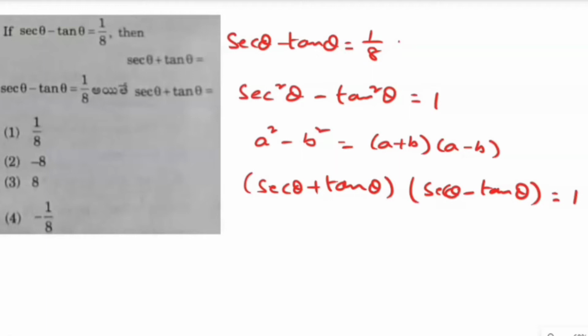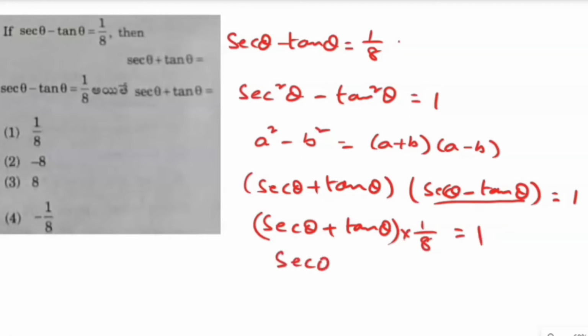Now coming to here, secant theta plus tan theta, write as it is, multiplied with, given this value is 1/8 in the question, so write into 1/8 is equal to 1. Now let us find secant theta plus tan theta. Secant theta plus tan theta is equal to, sending this 1/8 to the other side, 1 divided by 1/8, means reciprocal of 1/8, which is 8. So the answer is 8. Option 3 is the correct.